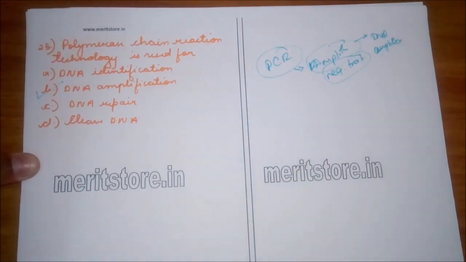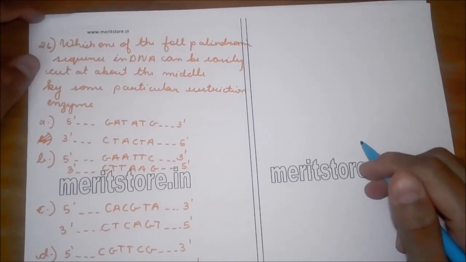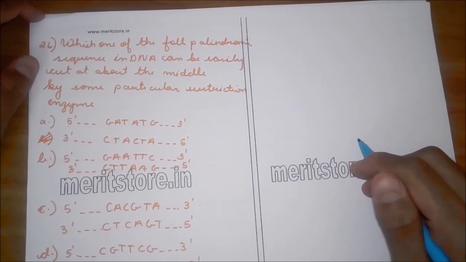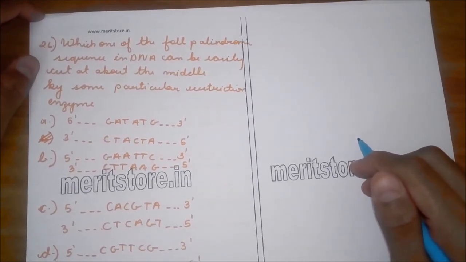Question number 26. Which one of the following palindromic sequence in DNA can be cut at about the middle by some particular restriction enzyme?